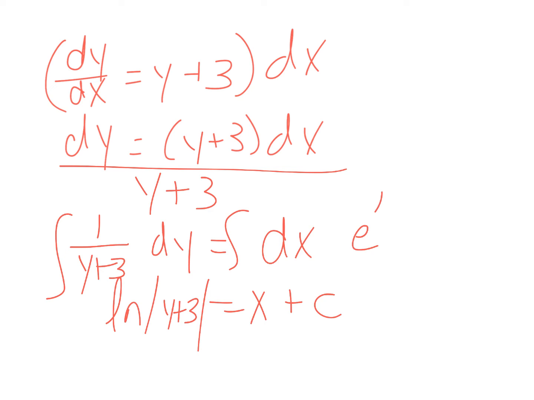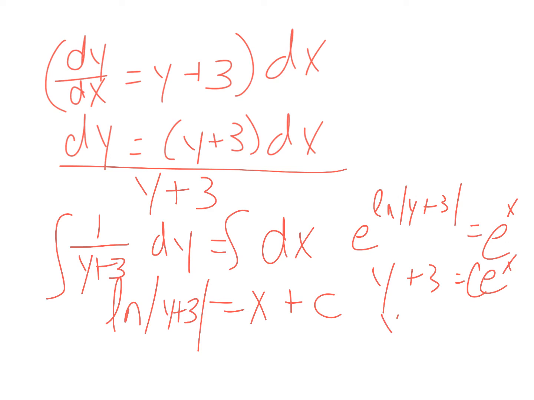And to do that, if you put both sides to the power of e, that's going to get us y plus 3 over here. And then on the other side, e to the power of x plus c. I guess since it's an individual, it should be c times that, which means I can bring that up front. And subtract 3, get y equals c e to the power of x minus 3.